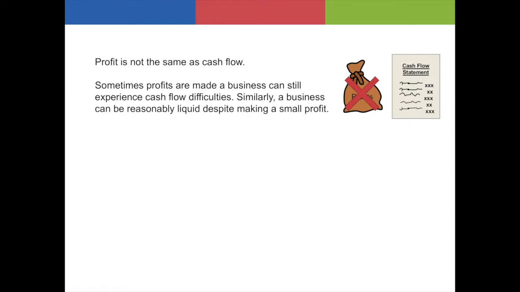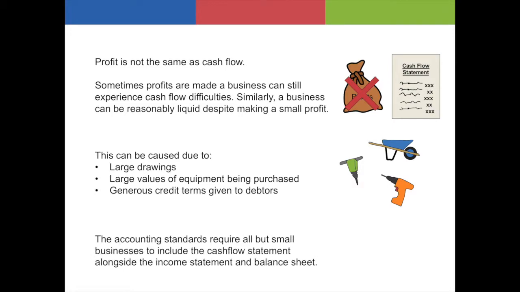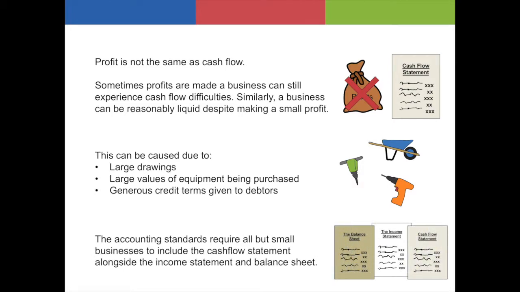This can be caused due to a variety of factors. A few of these factors are large drawings being taken, large values of equipment being purchased, or generous credit terms given to debtors. The cash flow statement is very important, to such an extent that the accounting standards require all but small businesses to include the cash flow statement alongside the income statement and balance sheet. Let's have a look at the layout of the cash flow statement by looking at an example.